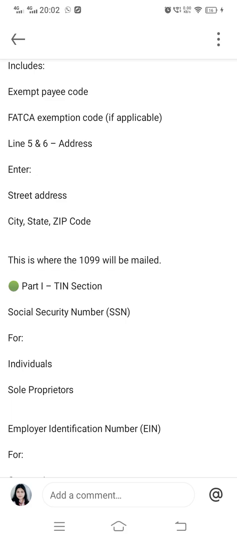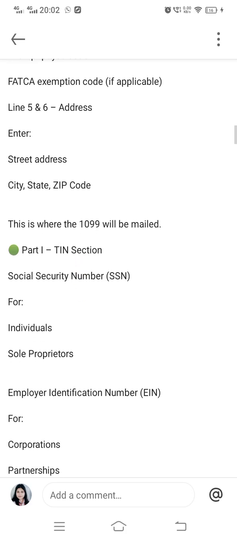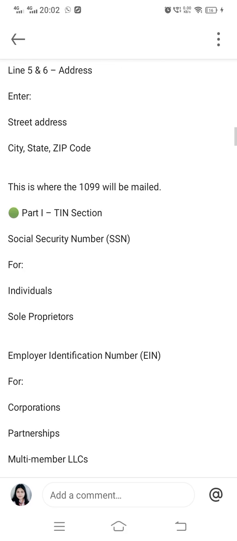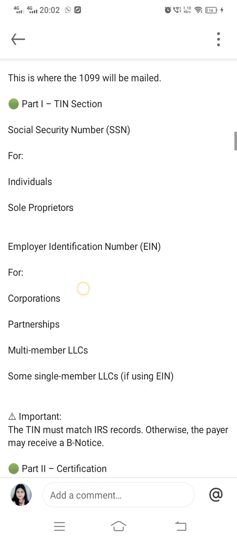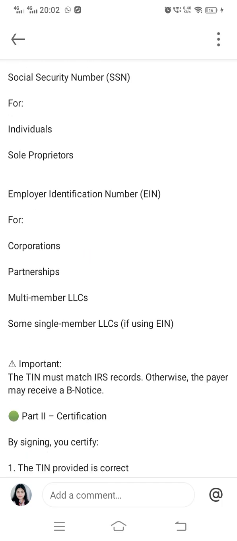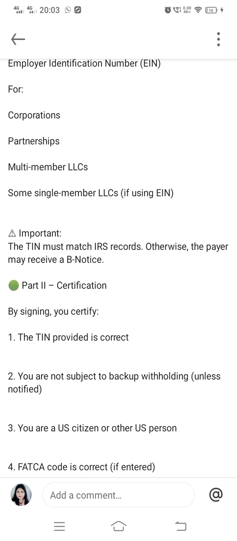Part 1 is the TIN section, where social security number for individuals, sole proprietors, employer identification number for corporation and partnership, multi-member LLC, some single member LLC if using EIN. Important, the TIN must match IRS records, otherwise the payer may receive a B notice.